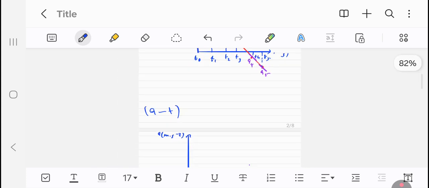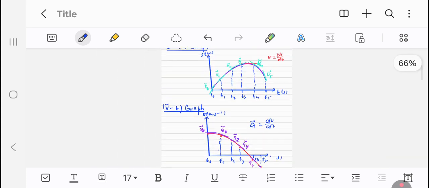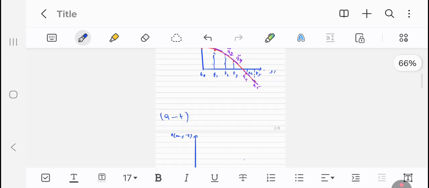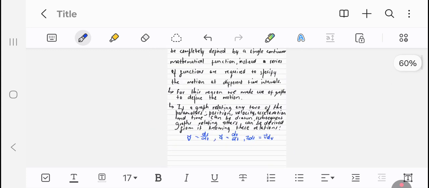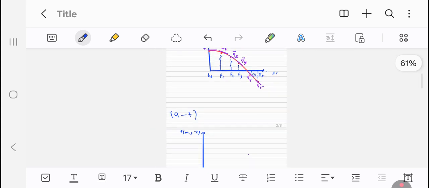So this is just the case, but I will just leave it here, and then we can talk about when you're given the acceleration in terms of position and also the velocity in terms of position. But for now, this is the introduction to erratic motion.